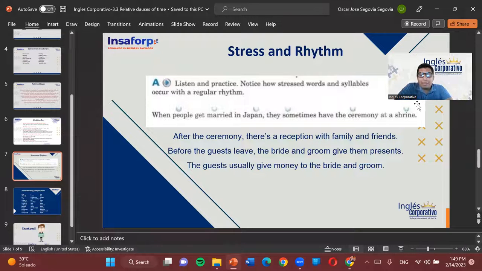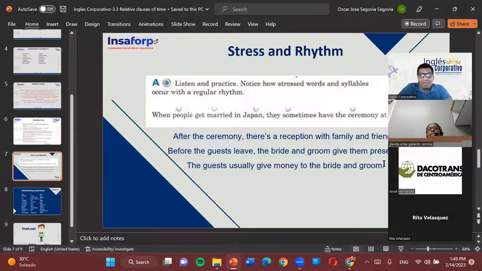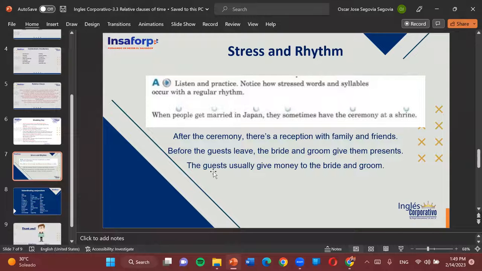Ahora, la última oración debería sonar algo como lo siguiente. The guests usually give money to the bride and groom. Sí. So the guests, tenemos un énfasis en guests, usually, también en usually, give money, sí, en la palabra money, en la parte final de money, to the bride and groom. Entonces aquí una vez más sería en la palabra groom, por lo mismo que ya mencioné, ¿verdad?, anteriormente.